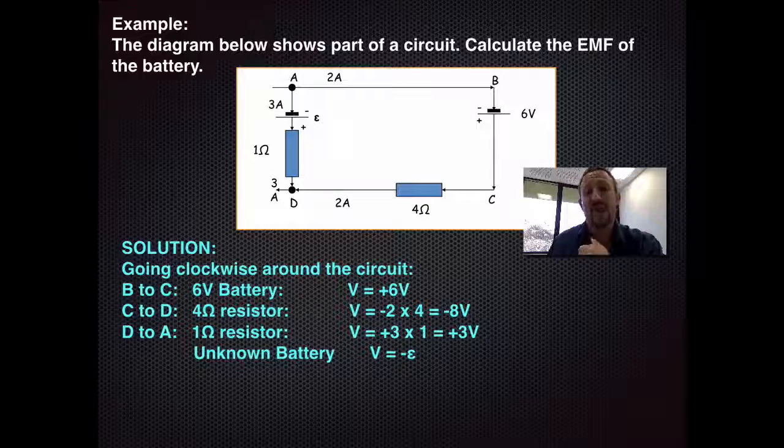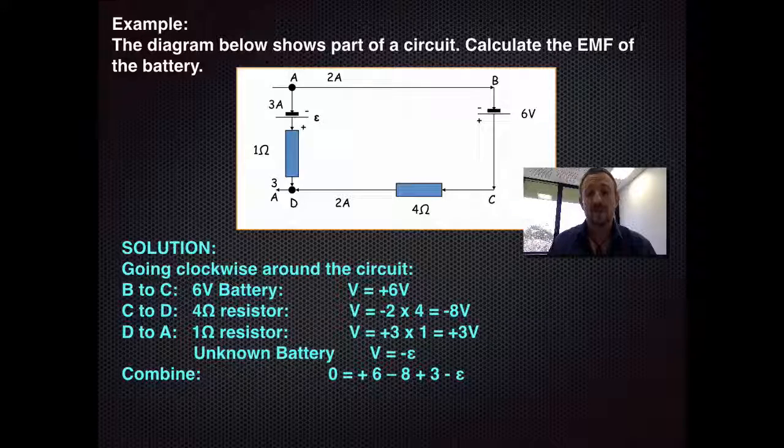So now what I do is I put all those together and make it equal 0. So as I put them all together, they've got to equal 0. I write down exactly what I've got. From B to C, I've got positive 6. From C to D, I've got negative 8. From D to A, I've got positive 3 and negative epsilon. All I now have to do is rearrange it, take epsilon to the other side and solve, and I make out that epsilon has a voltage of 1 volt.